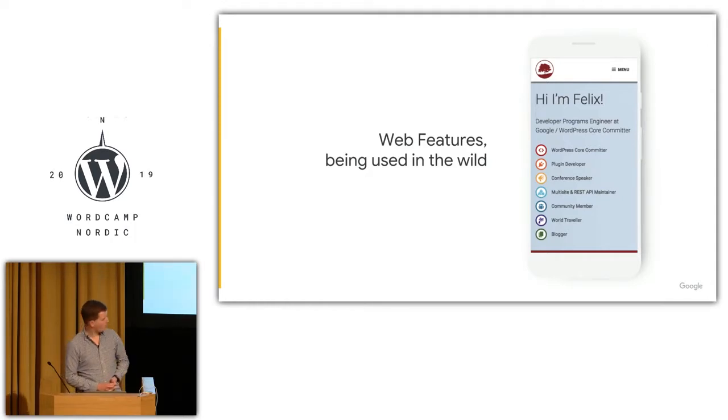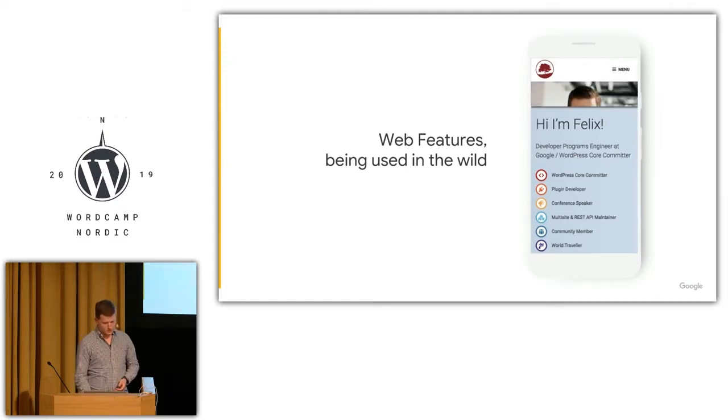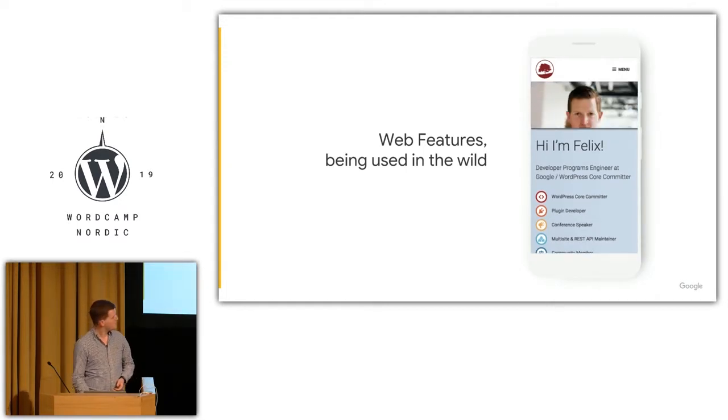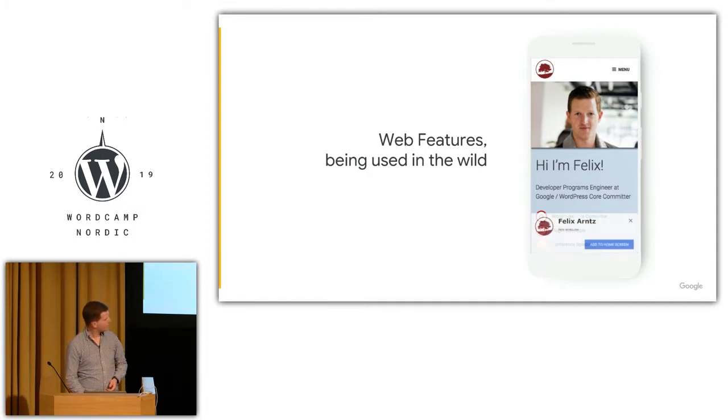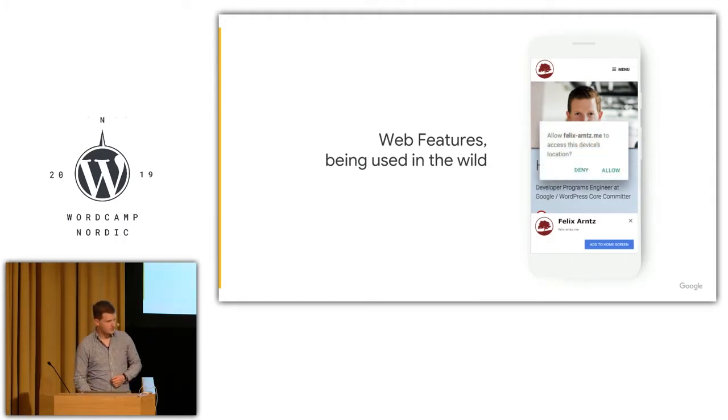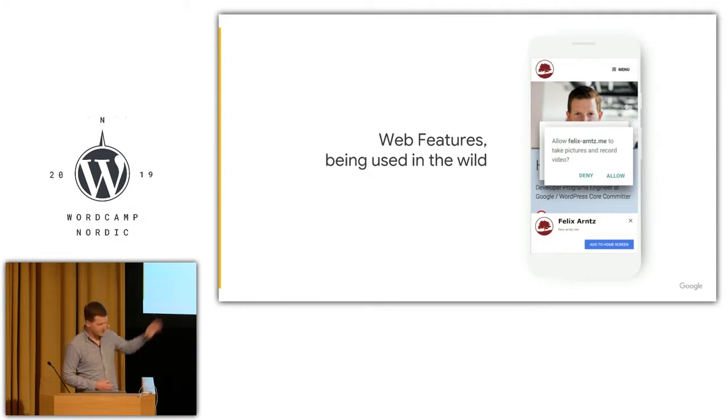So, web features being used in the wild, you might have seen something like this. Maybe here there's a slow loading image coming up. There's, oh, you can add this to your home screen. Nice. Well, it also wants your location access. And it also wants to access your cameras, because why not? So I'm sure you've seen examples of these sites around. I made this up. It's not actually my website. It's not that bad.